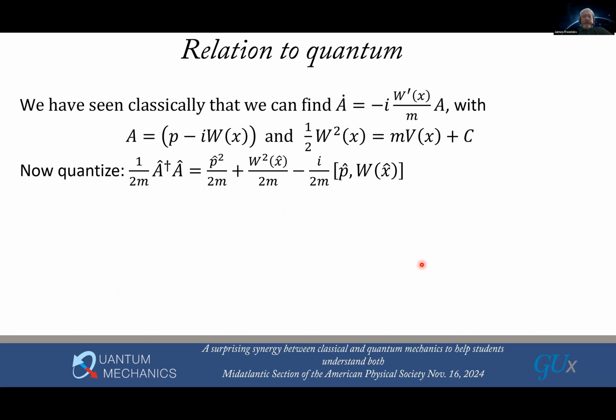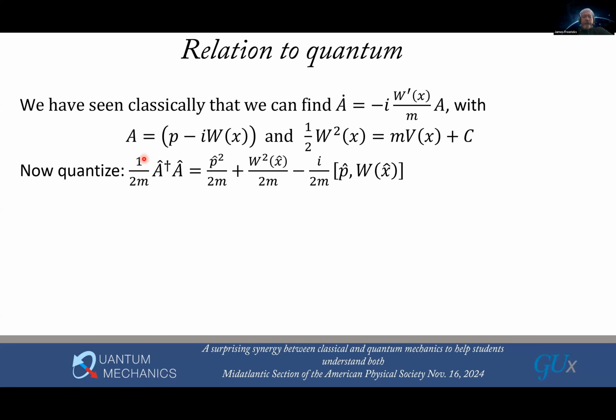We can now relate this to quantum mechanics. What we found classically was a dot is minus i w prime of x over m a, when a was equal to p minus i w of x, and 1/2 w squared of x was equal to m v of x plus c. So we now just quantize everything exactly like before.